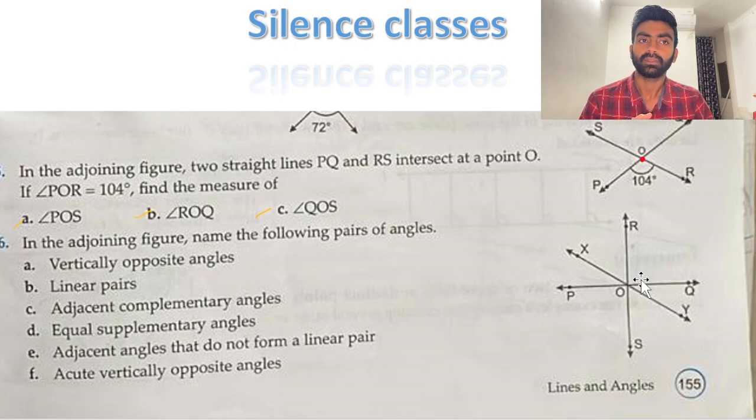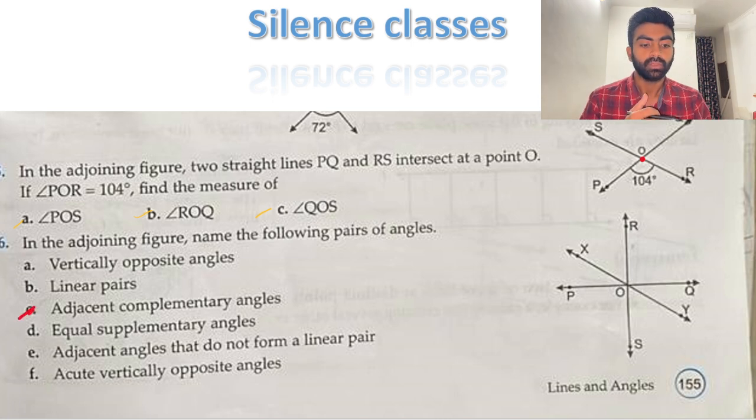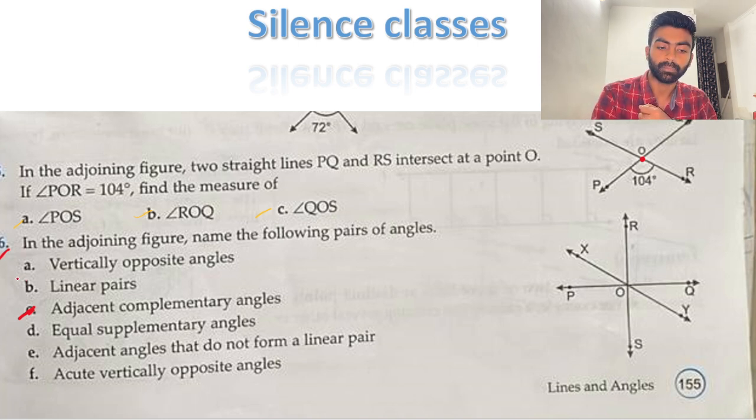The introduction part we have already done, and we have already completed some questions of this particular chapter. Now we will continue with question number 6, part C. If you haven't watched my previous video, go and watch it. Over there you will get the complete details of question number 6 part A and part B. Now, what question 6 part C is saying: find out the adjacent complementary angles.